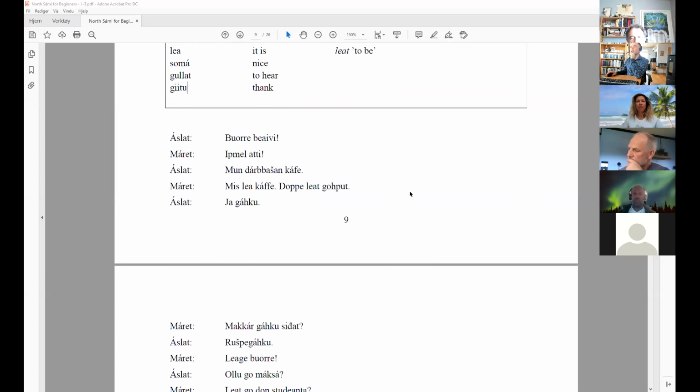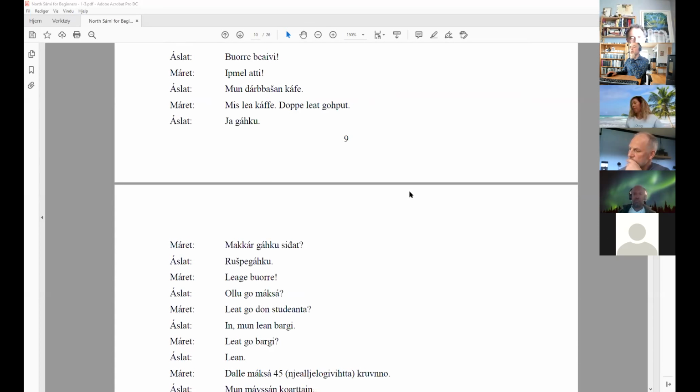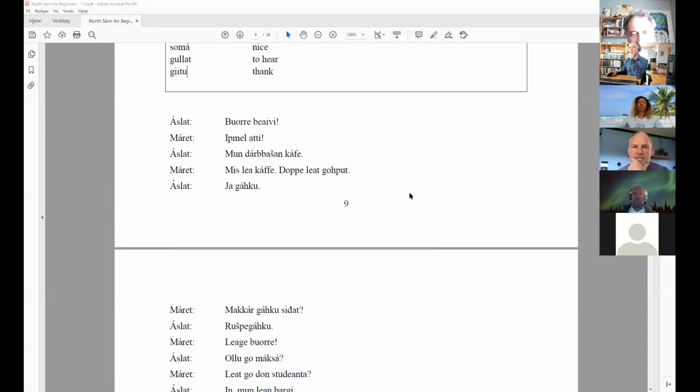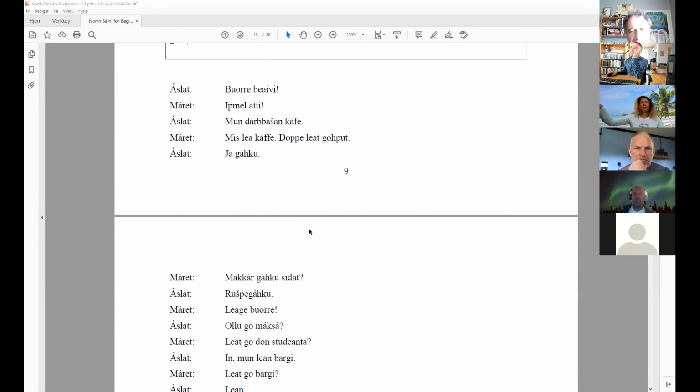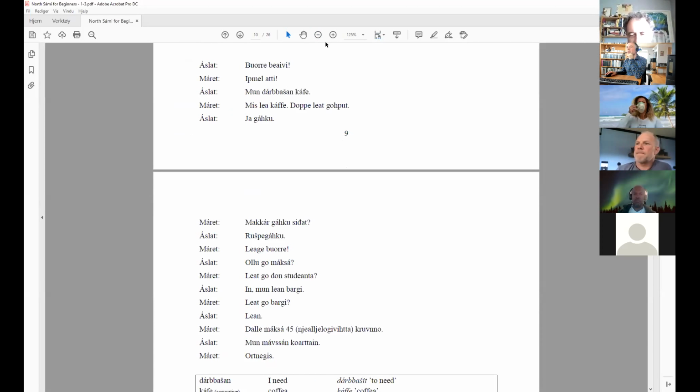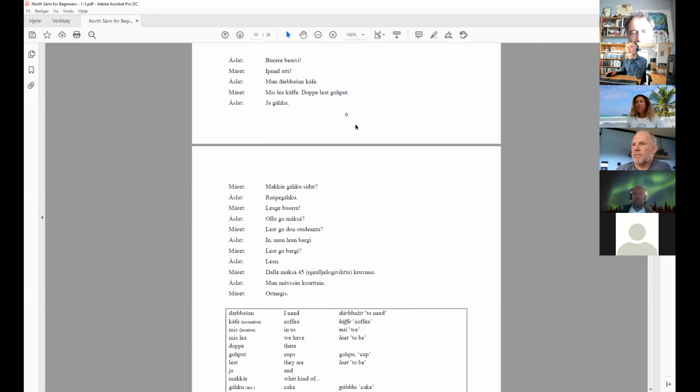Do you want to read one of these dialogues with me? Yes, sure. Okay. Do you want to be Aslat or Maret? I don't know which one is easier. So I'll be Maret. Okay. Maybe I try to make it smaller so that we can see the list. No, it's difficult to get it all in there. Yeah, can you still see the words? Yes. Okay, you are Maret, and then I'm Aslat.